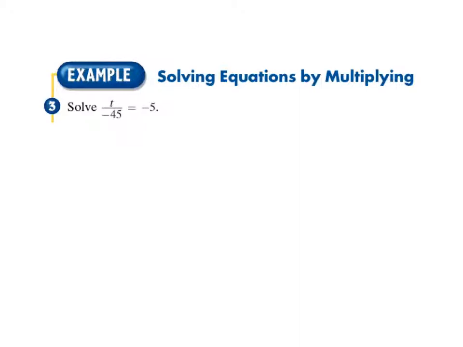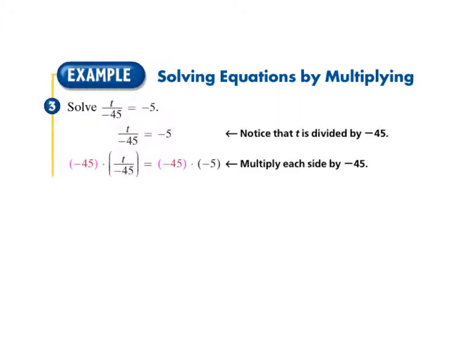Say we want to solve t over negative 45 equals negative 5. I know when there's something that looks like a fraction, you treat it like division. So if I'm dividing t by negative 45, to move the negative 45, I have to multiply, because multiply is the opposite or the inverse operation of division. So I take my original equation and then multiply both sides by negative 45. So the 45s on this side will cancel each other out, and then I just need to do the math. So that leaves me with t equals 225.